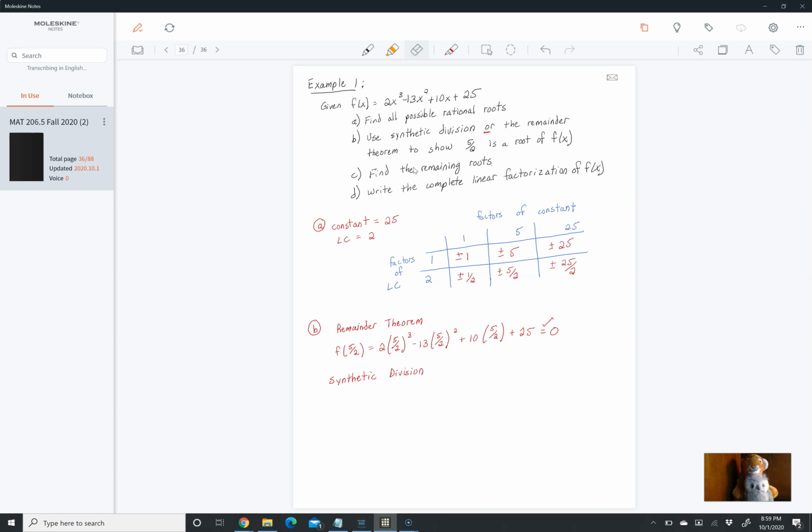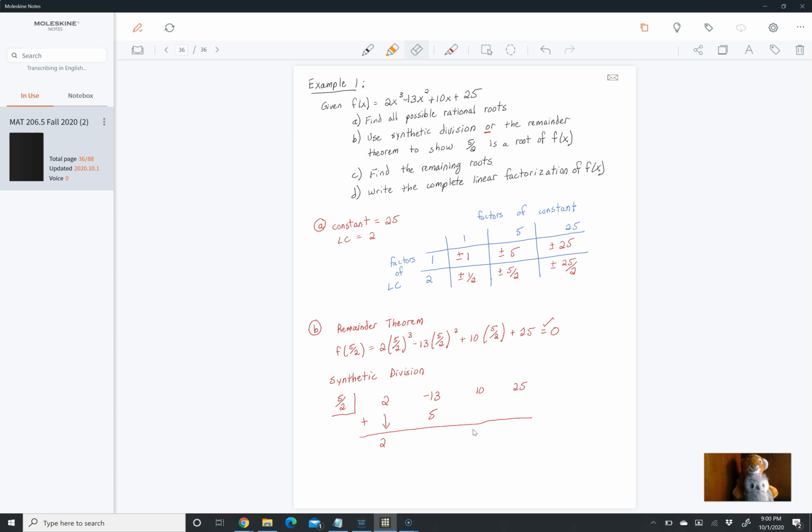So in our box, we have the 5 over 2, and then we have the coefficients of the polynomial. Check that it's in standard form, and it is. We see 3, 2, 1, and 0 as our exponents, so it's in standard form. So in our top row, we have 2, negative 13, 10, and 25. Our goal is not to make this hard on you. So in these problems, the synthetic division is not going to be difficult, so don't panic.